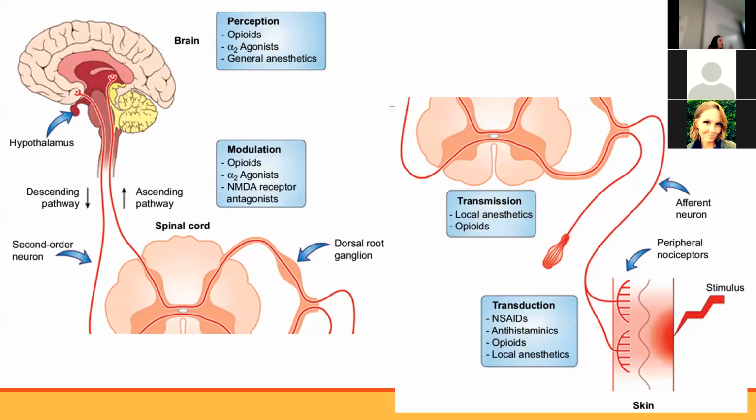Modulation, so kind of along the actual pathways. Again, opioids and alpha-2 agonists. This is also where NMDA antagonists fit, so ketamine. I don't know if you see it in practice much, and it was not in the previous slide, so I'm not going to actually be talking about it, but that's where this fits in.